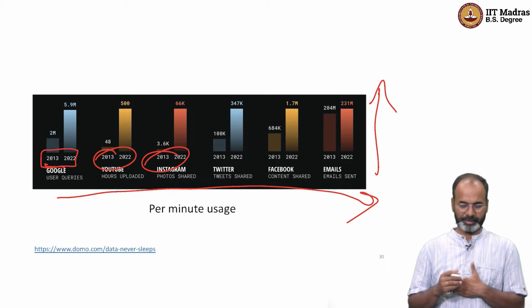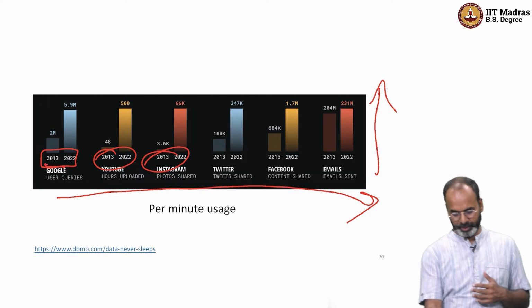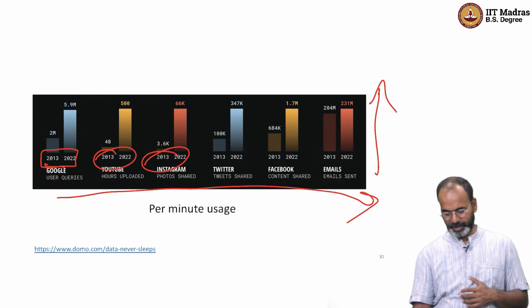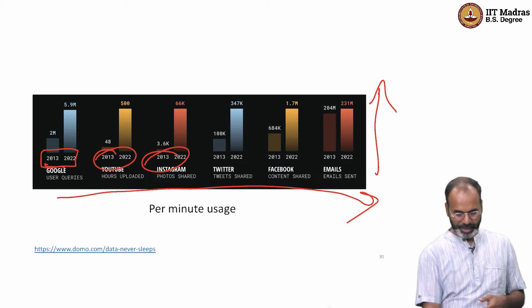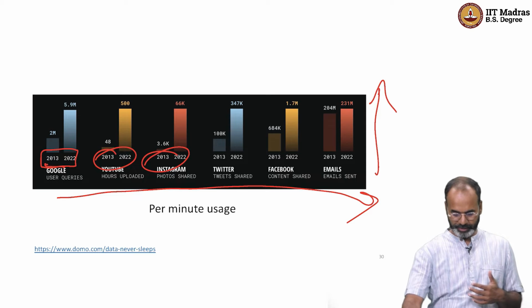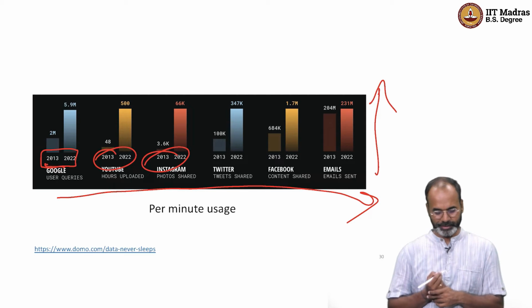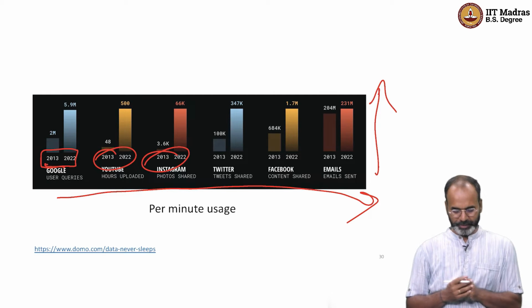The x-axis, the different platforms are kept, different activities are kept. For example, Google, YouTube, Instagram, Twitter, Facebook, and emails are kept on the x-axis. X-axis also has the year 2013 and 2022, to give a comparison of how it has changed in the last 9 years. And on the y-axis, it is the number of millions of activities, whatever that is.